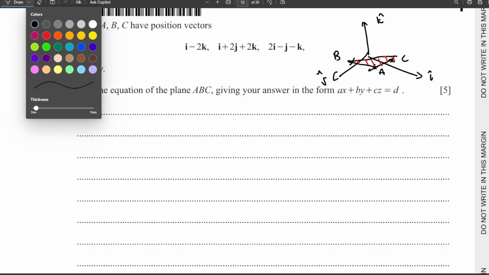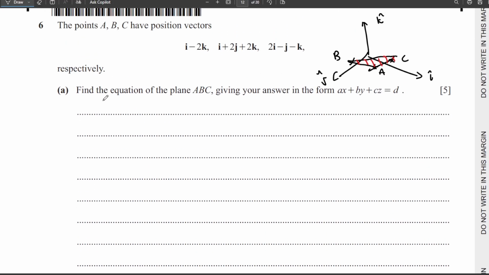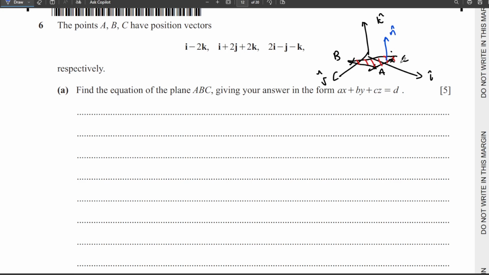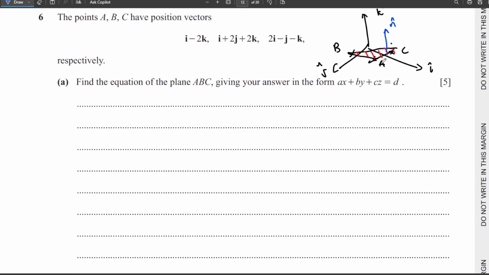We have 3 points. So the procedure to find the equation of a plane: first we find a normal vector, right? Maybe I'll use a blue color for the normal vector. Once we have this normal vector, we can do the dot product with an arbitrary point on the plane, and we know that the dot product of the normal and the arbitrary vector on the plane will be 0, and from that we can find the equation of the plane.